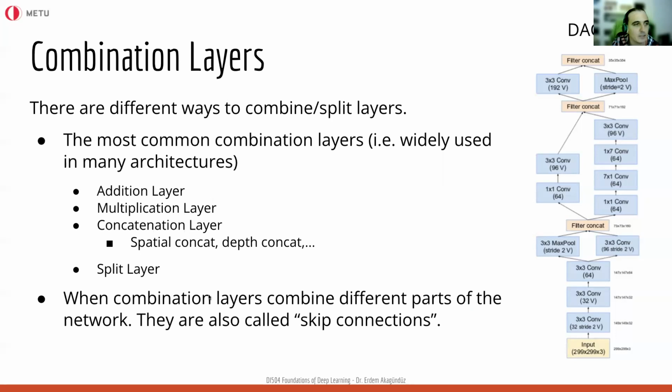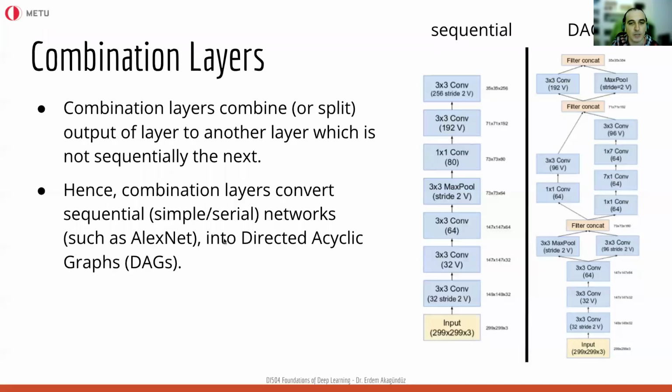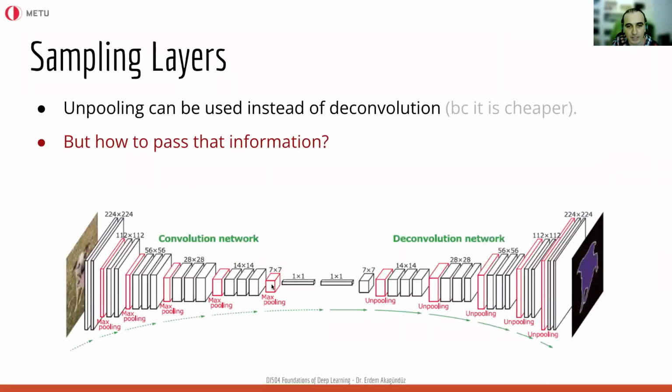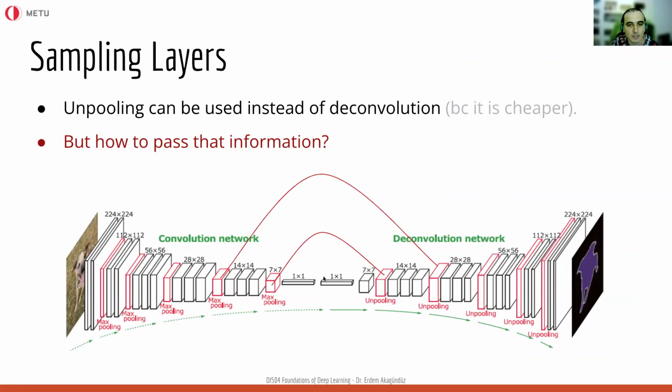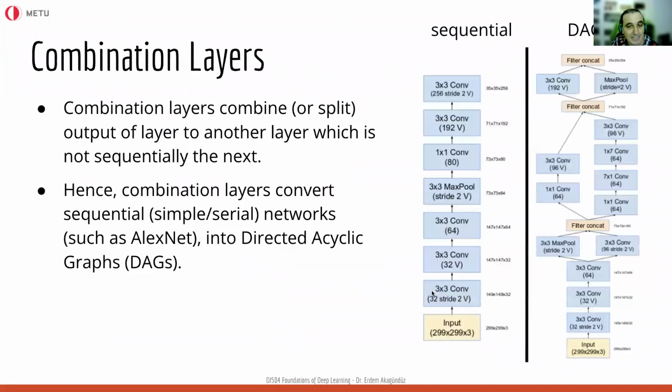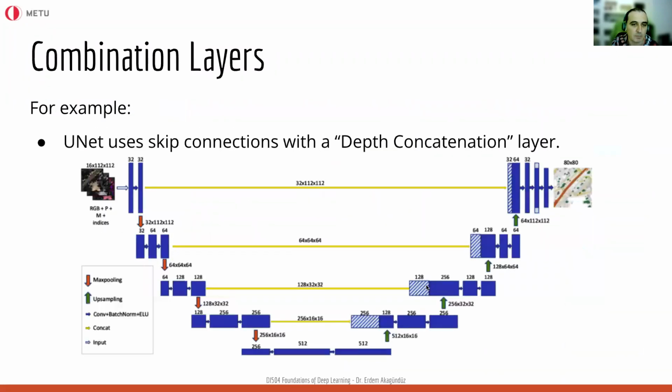When combination layers combine different parts of the network, we usually call them a skip connection. This type of thing is a skip connection because we are skipping these parts of the network and combining it. And when you do a skip connection, you can combine the information in different manners.